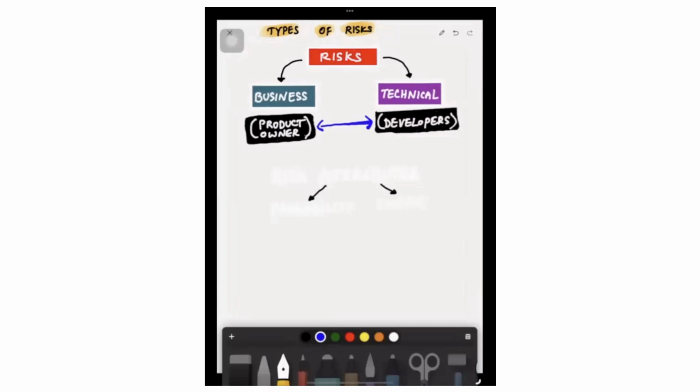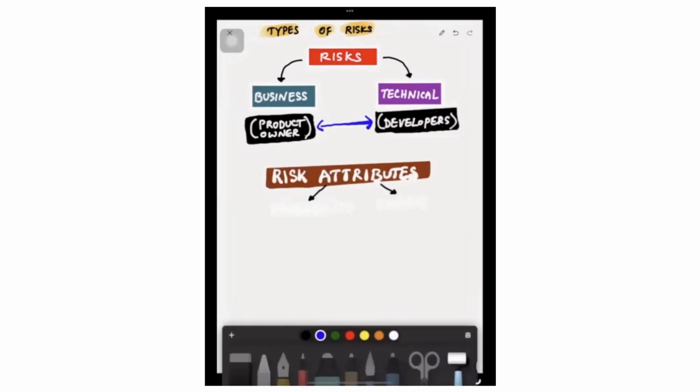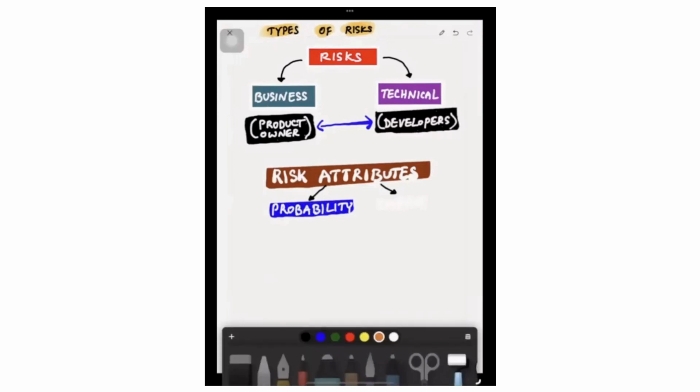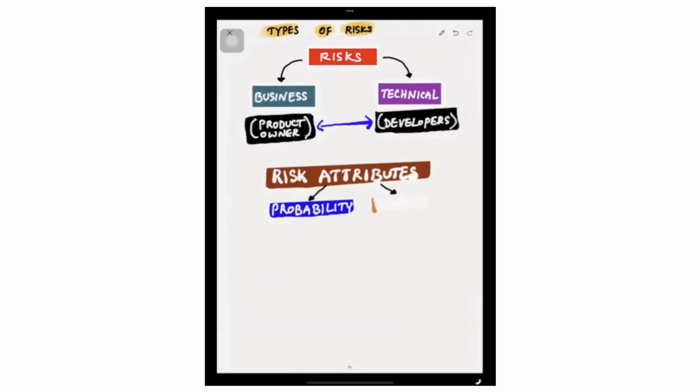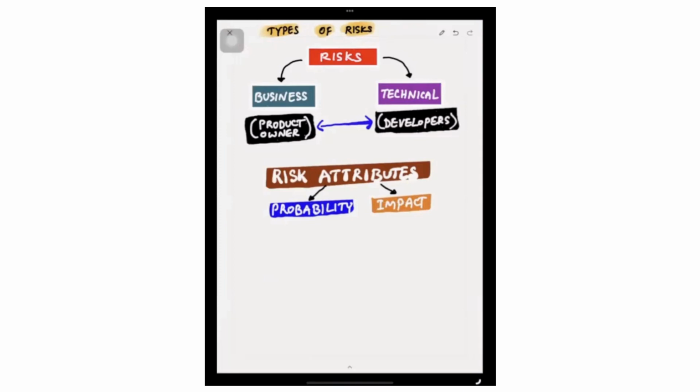Generally, risks will have different categories or attributes. So you can consider for risk, there may be a probability. Probability means how likely that risk will occur. That is called probability. And the second attribute is called impact. Impact means if that risk occurs, what will be the impact on the product or project parameters like scope or cost or time or quality or time to market, anything.